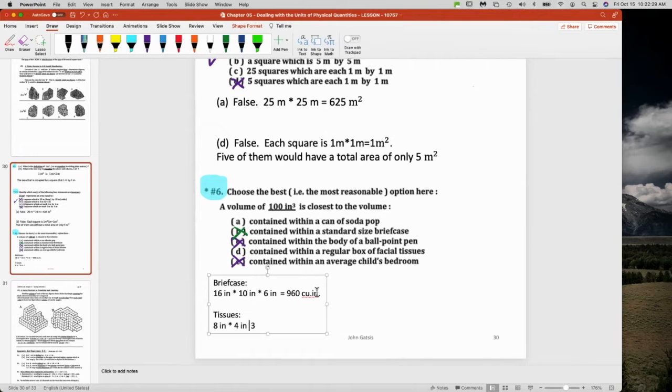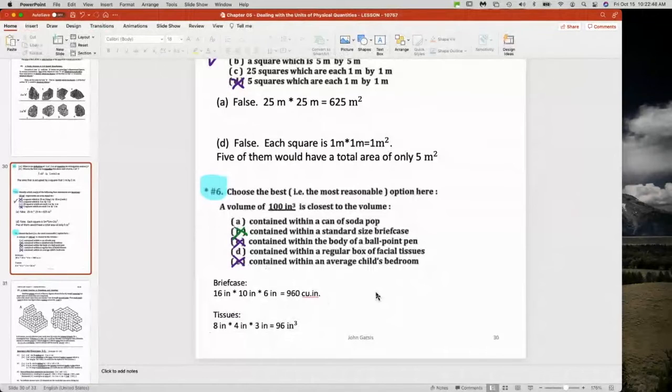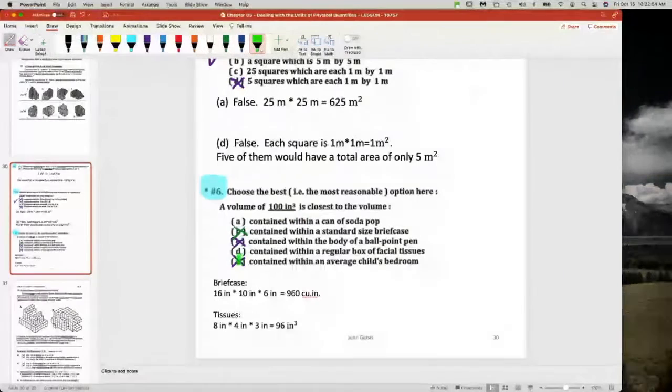And I'm not looking at any answer key, guys. I don't want to do that because that's not fun. So 12 times 8 is 96. Hey, look at that. 96 cubic inches. Not bad, eh? I think we're pretty clear that it's the tissues. Anyway, I hope that you had some fun with those few questions there.